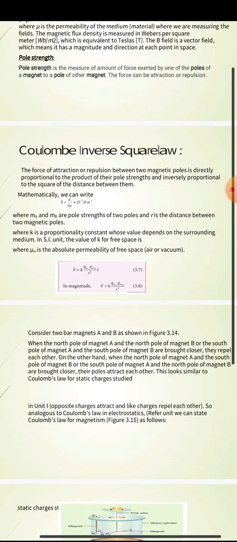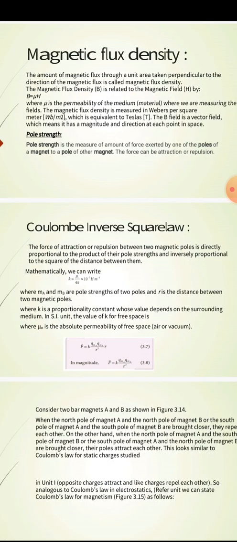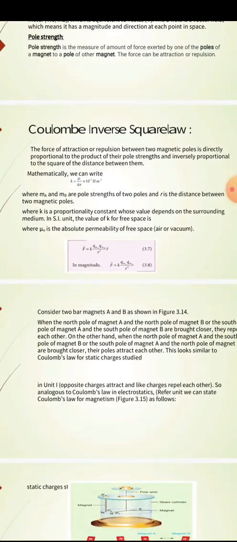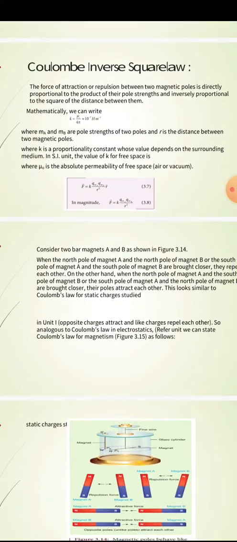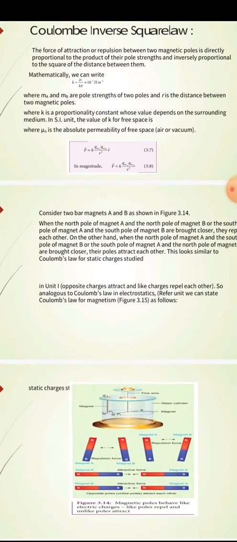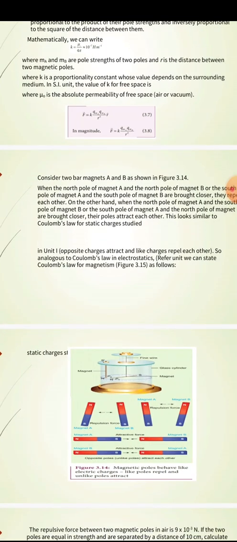And this is the topic today which we have discussed, that is magnetic flux density, or magnetic induction field strength as it is called. Magnetic induction field strength and magnetic flux density are the same. Then Coulomb's inverse square law, very, very important one for finding out the force between the two magnetic poles, pole strength, or finding the distance between the two poles.